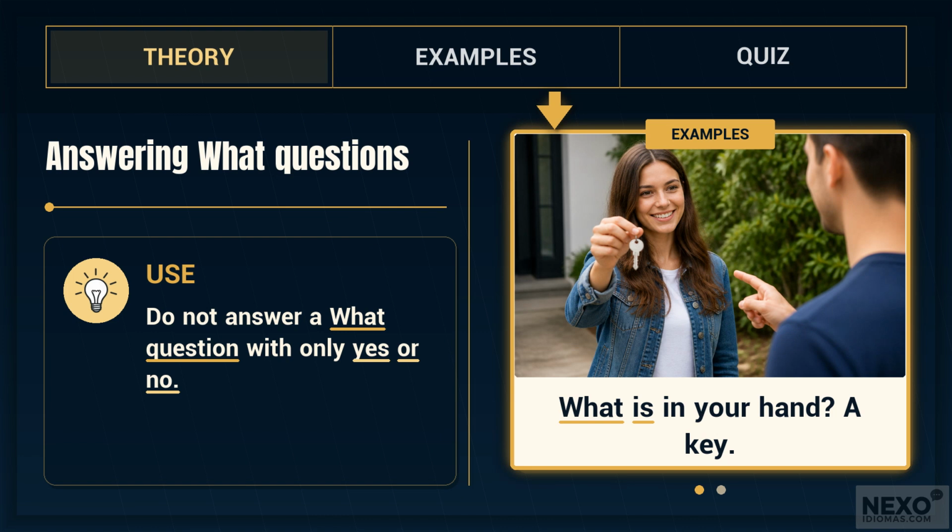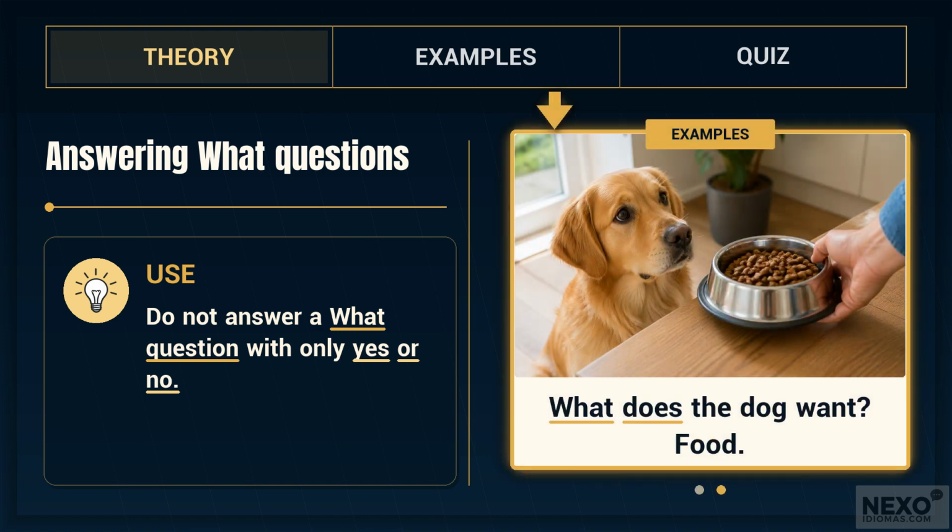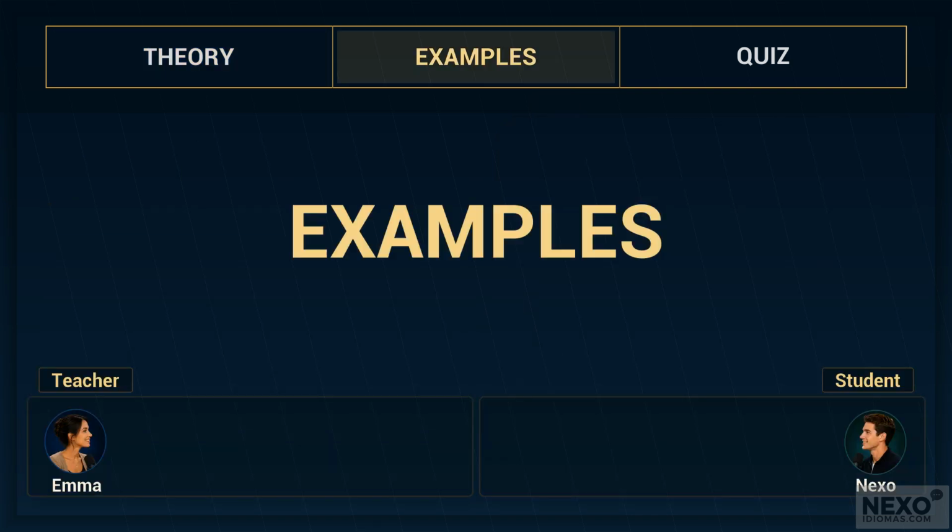Example. What is in your hand? A key. Example. What does the dog want? Food. Good work with the theory. Now we will see more examples. Examples help me see the pattern.